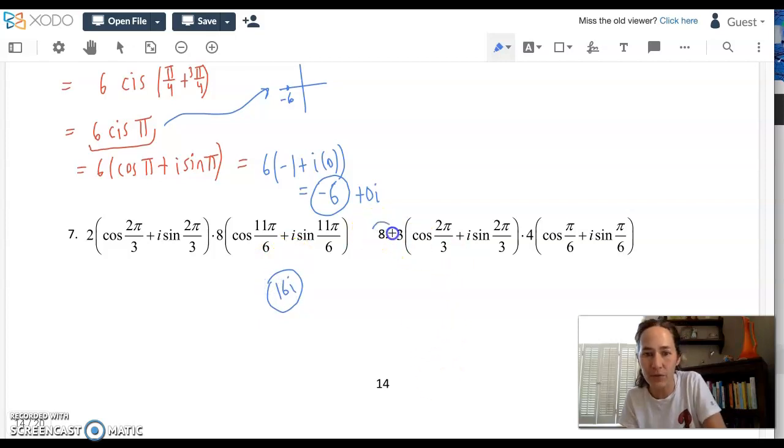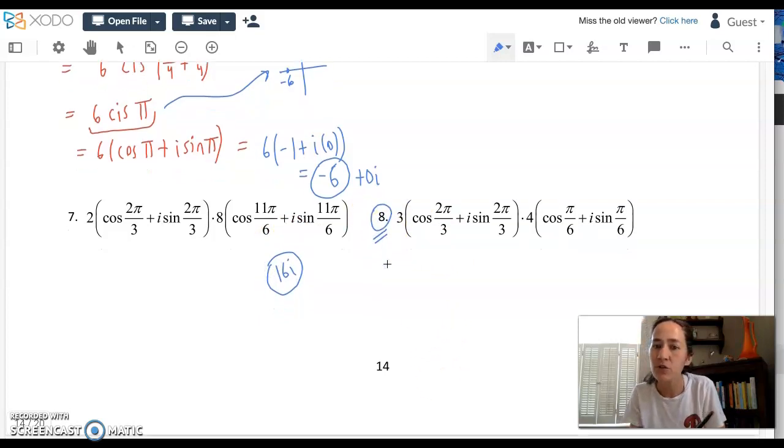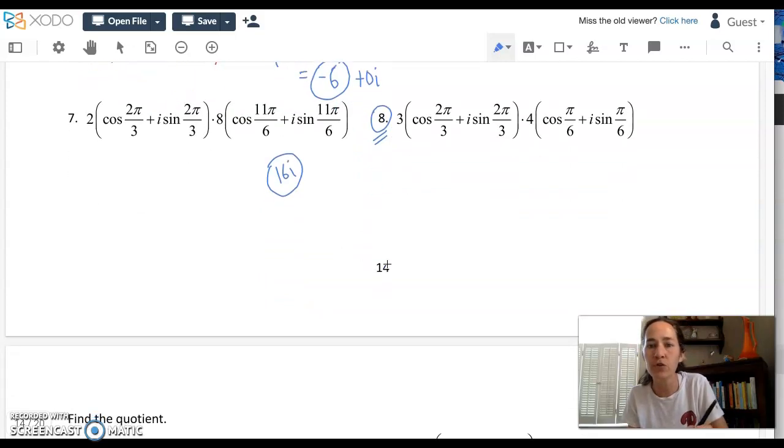But I want to try 8 with you now. I want to skip over to this one. Try this one the same way. First, can you get me a new r value? Let's multiply the two r values that we see in these two complex numbers. So 3 times 4 gives me 12.